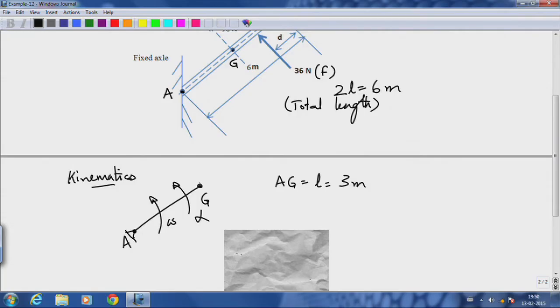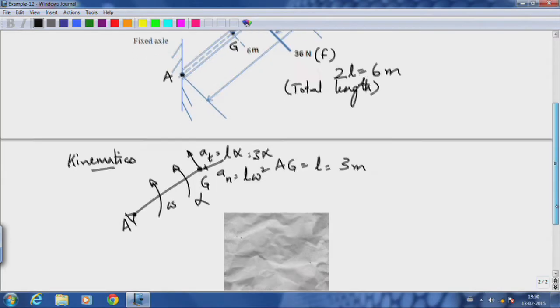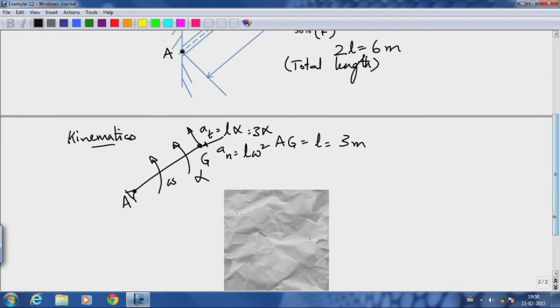the acceleration of G has two parts. There is a tangential acceleration AT, which is a magnitude L times alpha, which is equal to 3 times alpha, and there is a normal acceleration An, which is L omega squared. So, this is what the kinematics tells us, that we are able to relate the angular motion omega and alpha to linear accelerations in the tangential and normal sense.